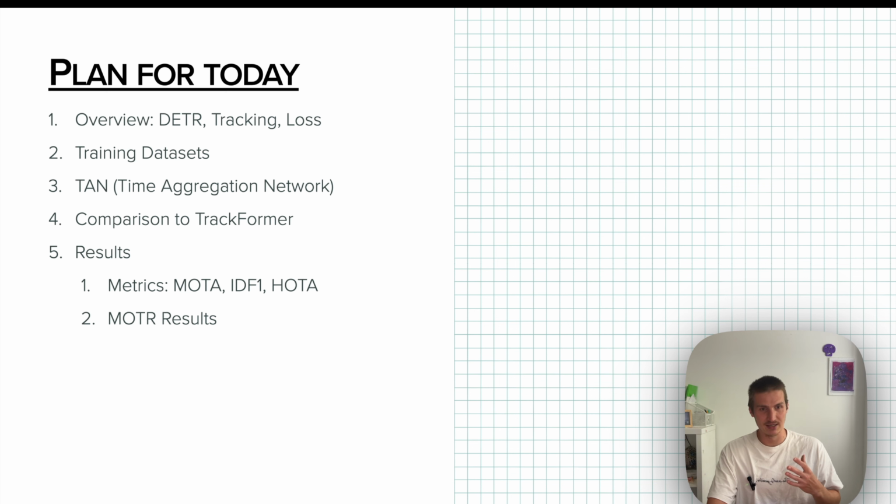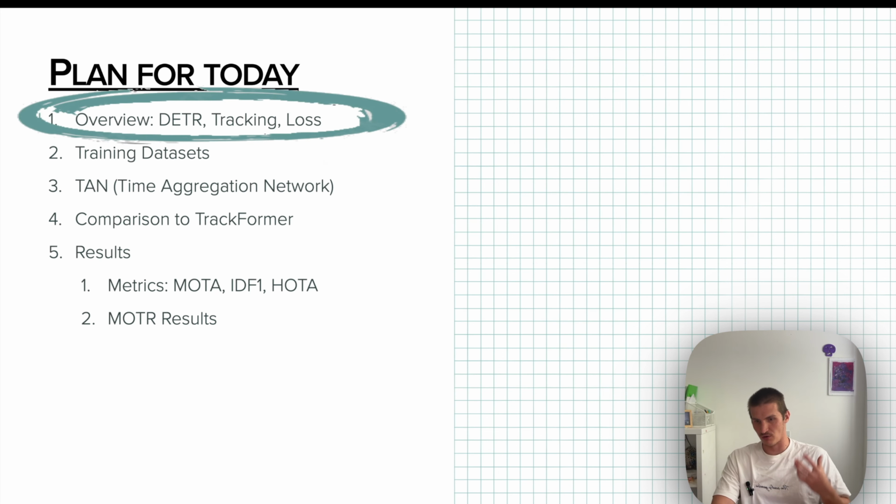So I'm going to quickly go over all of them, describe what is the difference and what is the difference of MOTR and TrackFormer as reported by these metrics. And then we'll go over the actual results of the model. And let's start with the overall method overview.